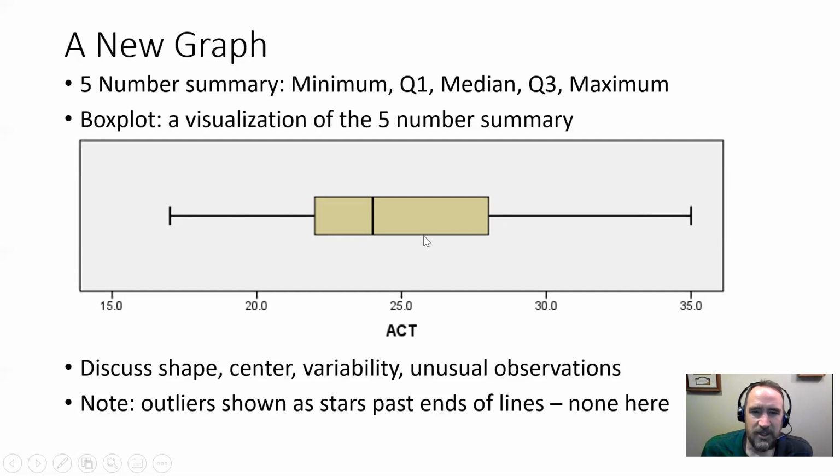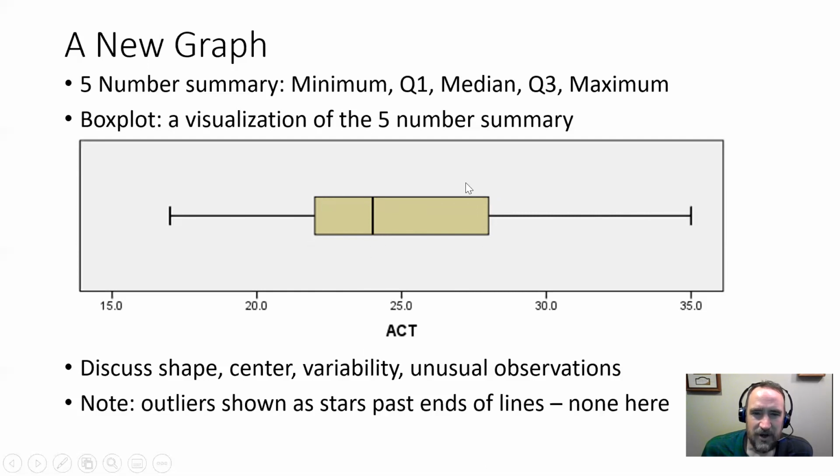So we can tell about shape. We can tell, for example, the upper part of these ACT scores here are more spread out. So we may have a bit of a right-hand skew because this is longer and this half of the box is longer compared to this one. The center is pretty clear. That's where the median is, right around a 24 ACT.